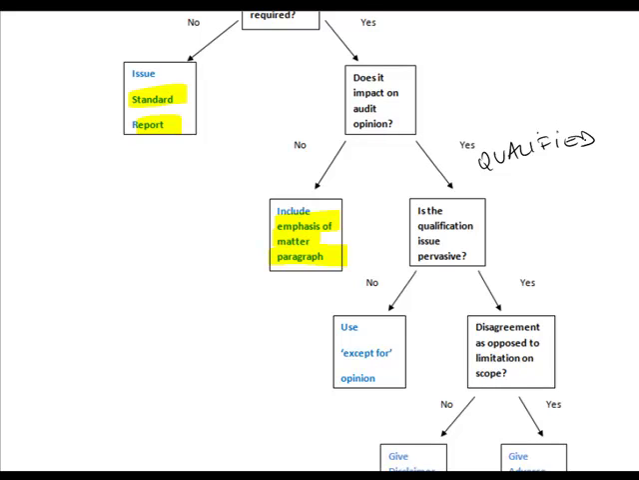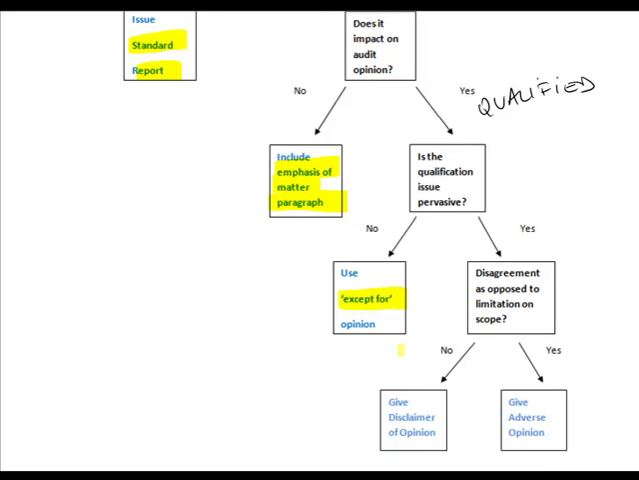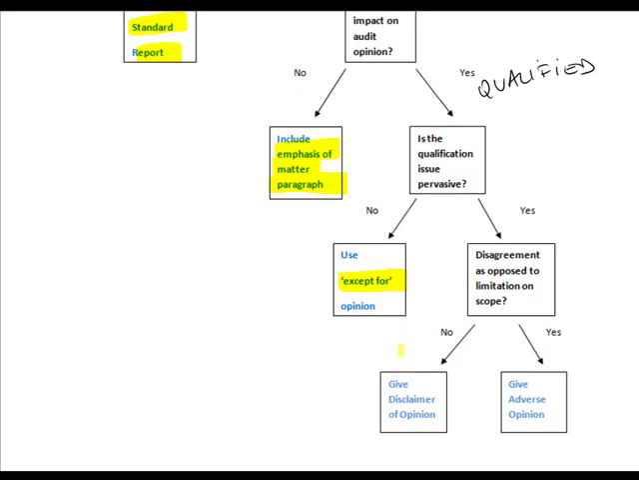But let's see whether this is pervasive. If it is not pervasive, we just have an except for opinion, while if it is pervasive, then we have to see why we incurred this situation. If it's because we have a limitation of scope, then we will have a disclaimer of opinion. If it's because of disagreement, then it will be an adverse opinion.